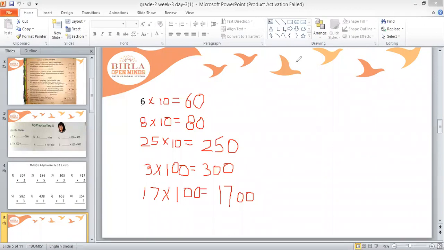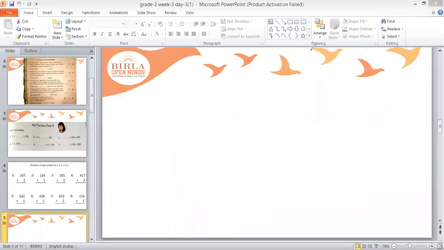Is there anyone who has any doubt in this? Yes, Aslan? Ma'am, I have done the whole page. Okay, fine, that's good. But I said, is there anyone who has any doubt? Children, this is easy, right? So now we'll do the exercise.